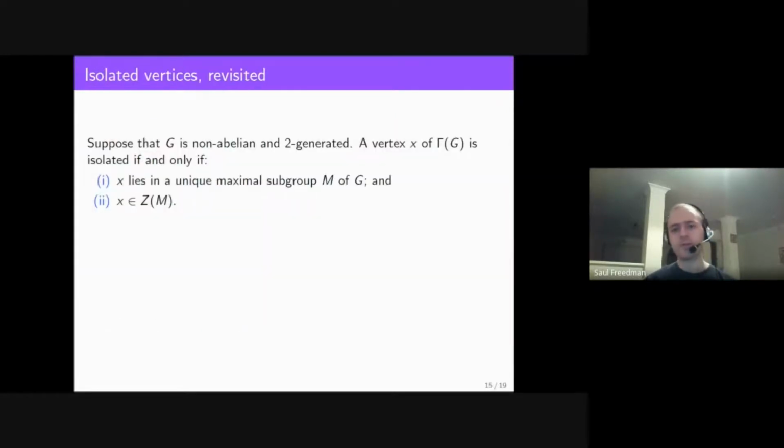So recall, a vertex of the graph is isolated if and only if X lies in a unique maximal subgroup M of G and X is central in M. And recall the question. I have a question, sorry.